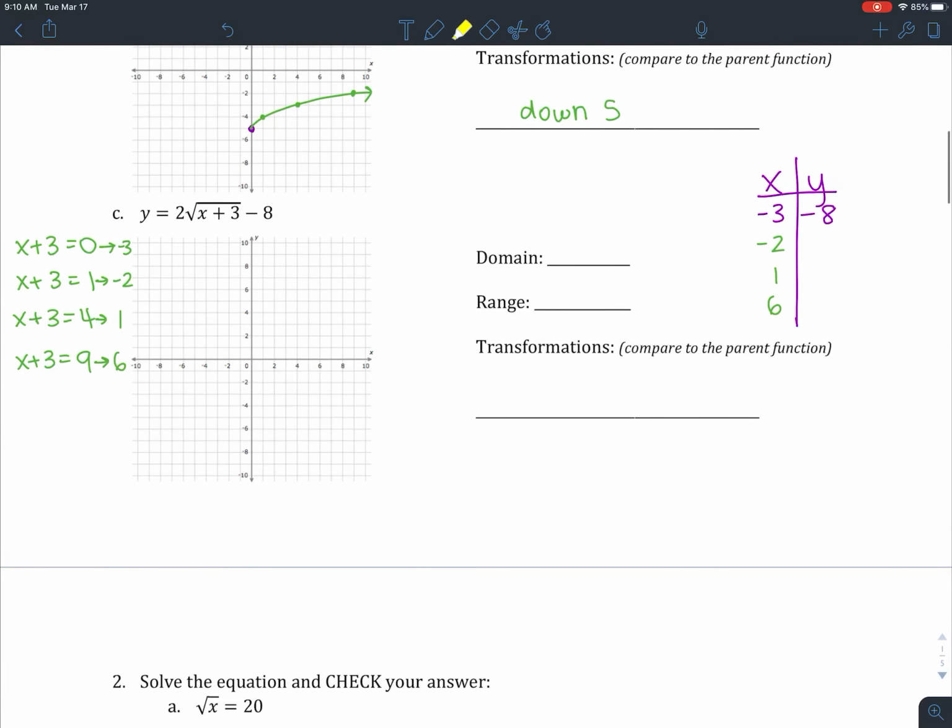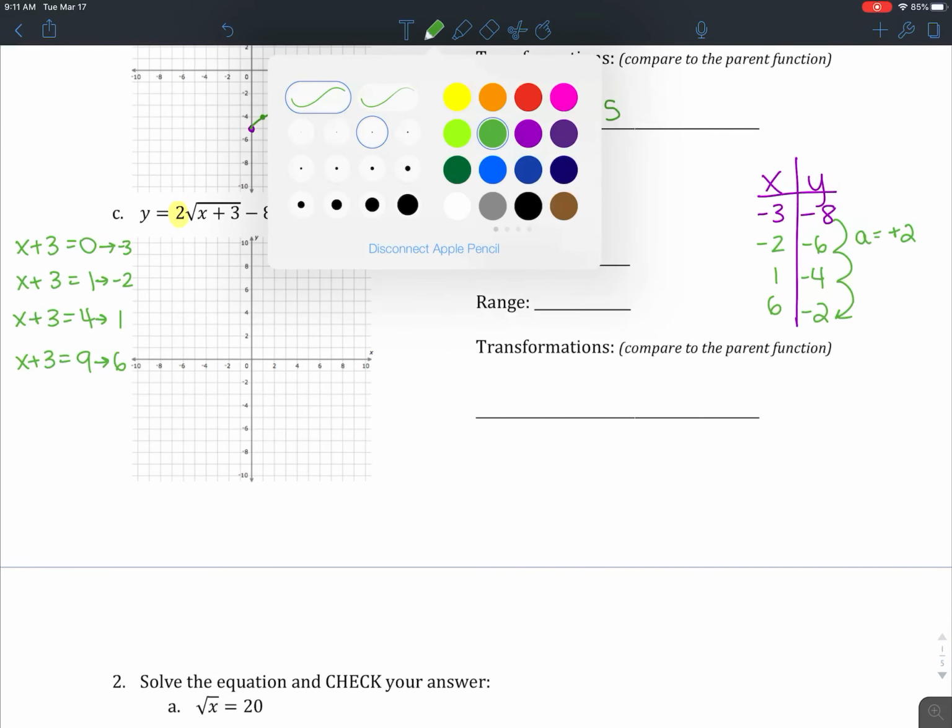Our a value is 2, and it's positive. So I'm going to add 2 to get each next term. Now this only works if I kept the order the same. If I switch up the order of any of these, it doesn't work anymore. So I have to use the 0, 1, 4, 9, and I have to put the numbers in the same order in order to do the a plus 2 part. Okay, plus 2 gives me -6, -4, -2.